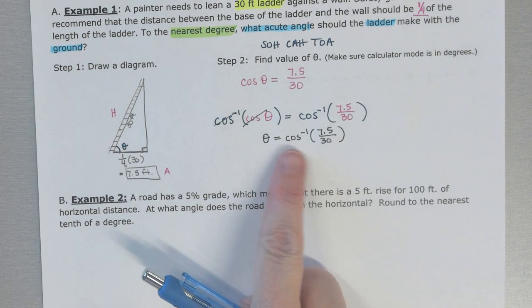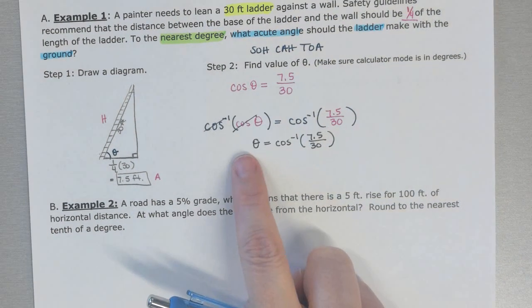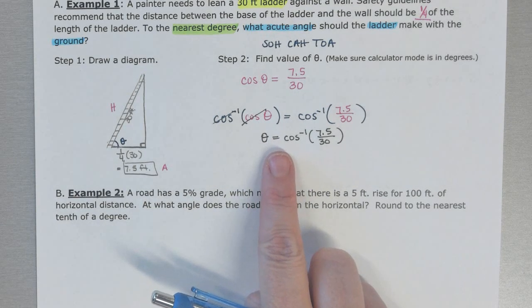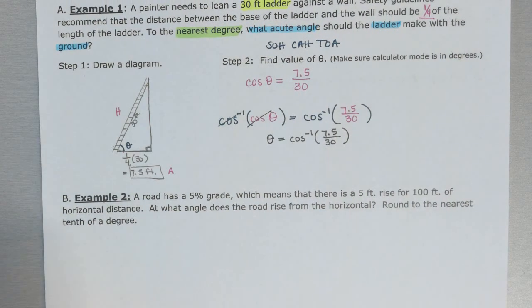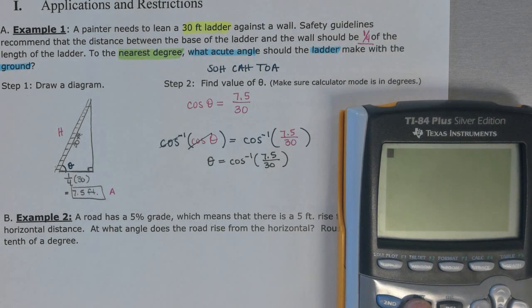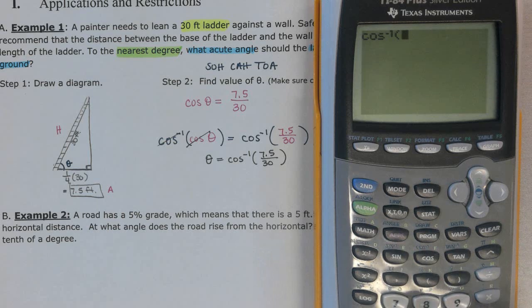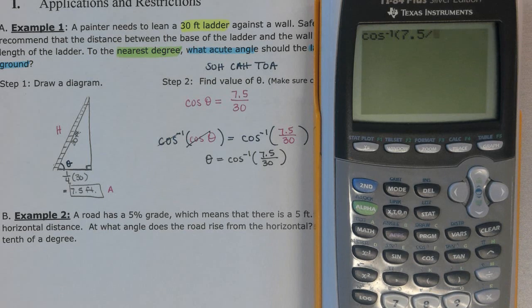Okay, when you are writing this out, I am perfectly fine with you going from here to here, or even just writing this out is fine. So you can just write out theta equals cosine inverse of 7.5 over 30. Now, we're finding this to the nearest degree, so if I'm using my calculator, what should I make sure? That I'm in degree mode. Okay, so just check your mode. And now we're using the inverse. The inverse is located above the function. So cosine inverse is above cosine. And then we are going to take 7.5 and divide by 30.